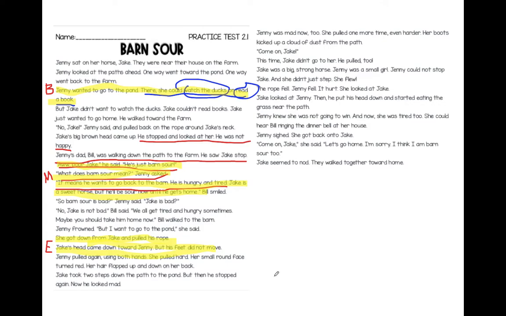Point to it when you find it. Yeah, there you go. So the first time, she got down from Jake and pulled his rope. So that's the first time. That's number one. Okay, what happened when she pulled on his rope? Jake's head came down toward Jenny. Okay, where's the second time that she pulled his rope? That's it. You keep reading and it says Jenny pulled again using both hands. She pulled hard, her small round face turned red. So that is the second time that she pulled his rope.